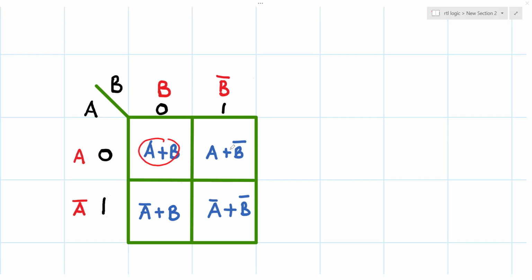Each of these terms, there are total 4 terms. You can see that they are called Maxterms. And these terms are called sum terms. Sum terms, it means this is one sum term, this is second sum term, this is third sum term, and this is fourth sum term.